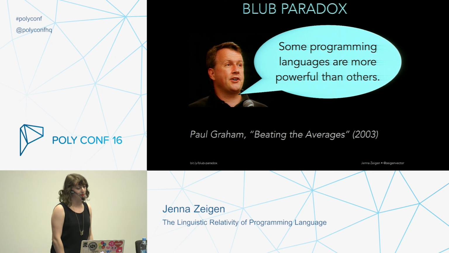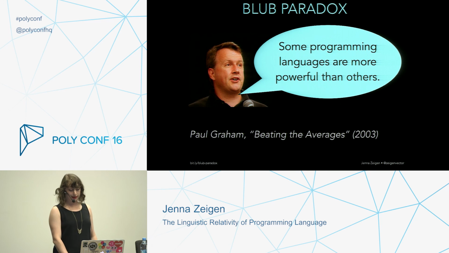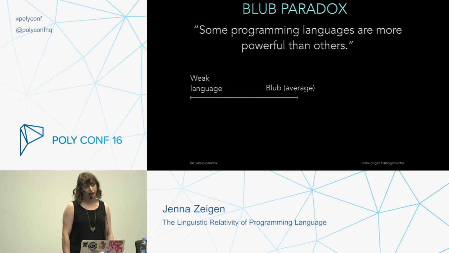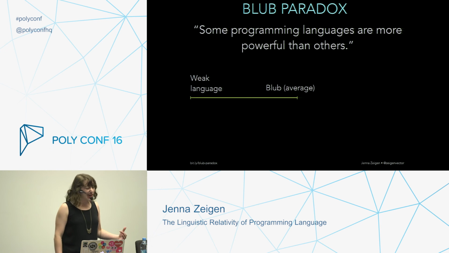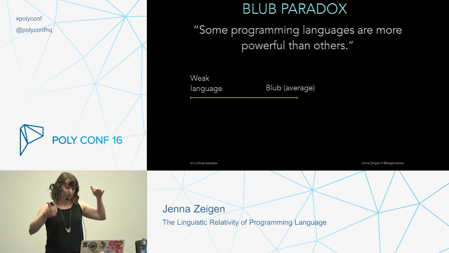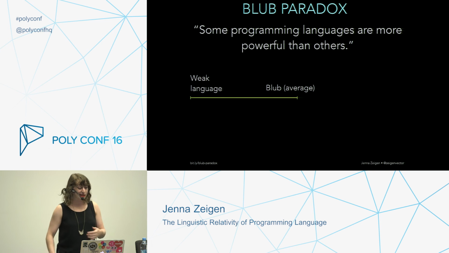Paul Graham also had something to say that relates to this in an argument that has come to be known as the Blub paradox. He said that some programming languages are more powerful than others. To motivate this argument, he supposed an imaginary but very average programming language called Blub. In this example, Blub programmers are very happy programming in Blub. They can get everything done that they want using this programming language. They don't wish that it had any other features. They're perfectly content being Blub programmers.